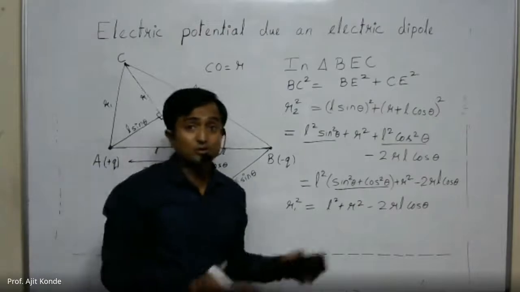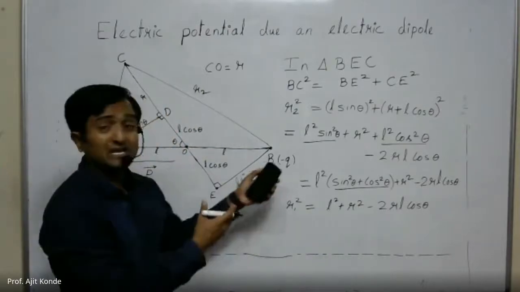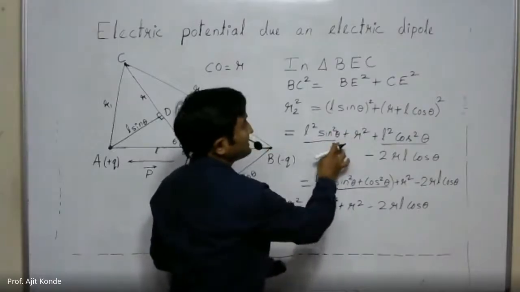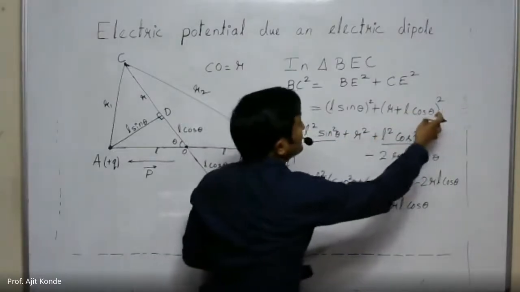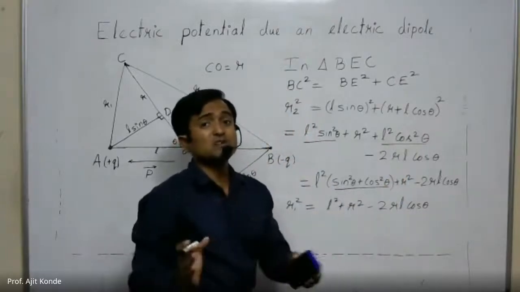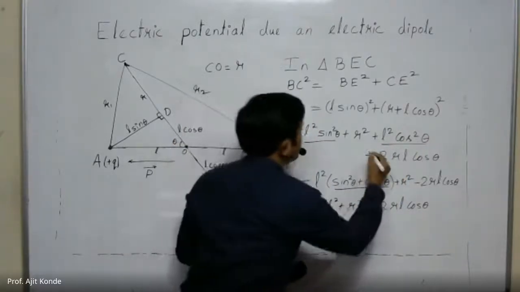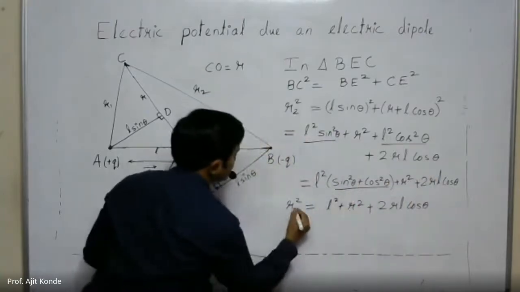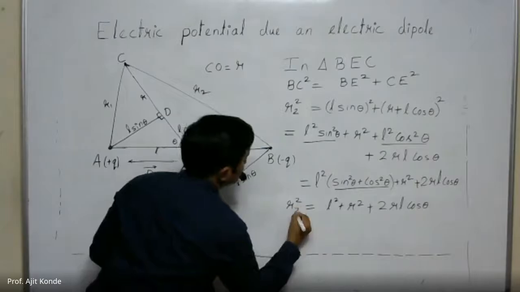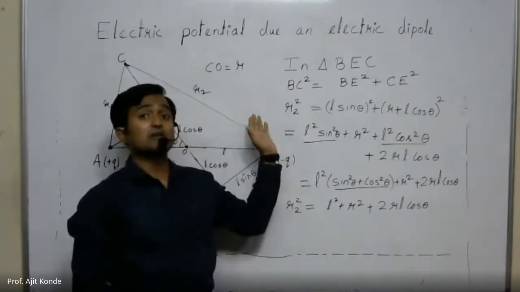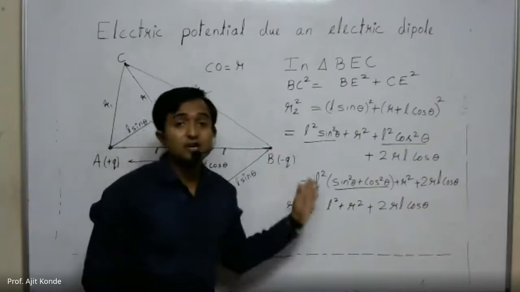Very simple, similar to the previous one only. Then L square sin square theta, A square minus B square can be written... A plus B whole square can be written as A square plus B square plus twice of AB. Then this will be plus. Over here we will have plus, and this will be R2. Now we got the value of R1 as well as of R2, which is very important.